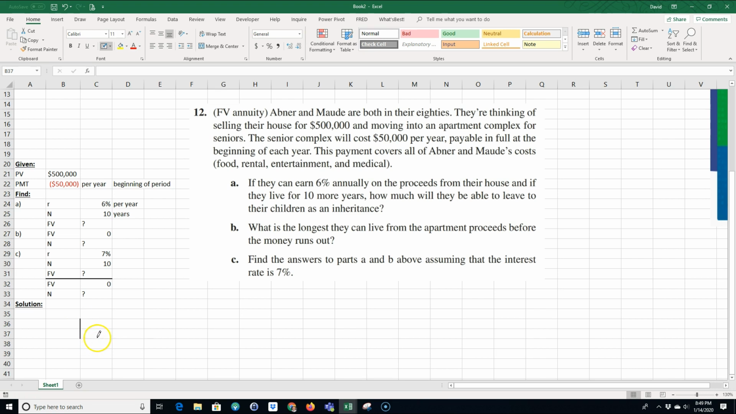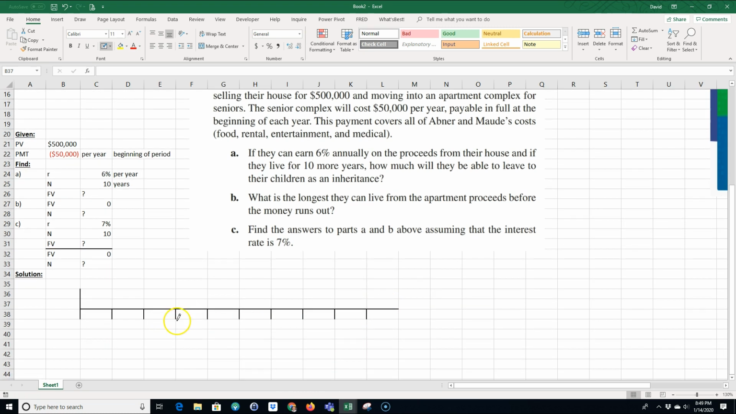Then we're going to go 10 years. So I'm going to go 1, 2, 3, 4, 5, 6, 7, 8, 9, 10. And at the beginning of each year, we're going to have to pay $50,000. So this is the beginning of year 1, 2, 3, 4, 5, 6, 7, 8, 9, 10. And basically the inheritance is how much should I have to spend right here? That would be my inheritance. How much should I have to spend here to equal out this $500,000 I have over here?